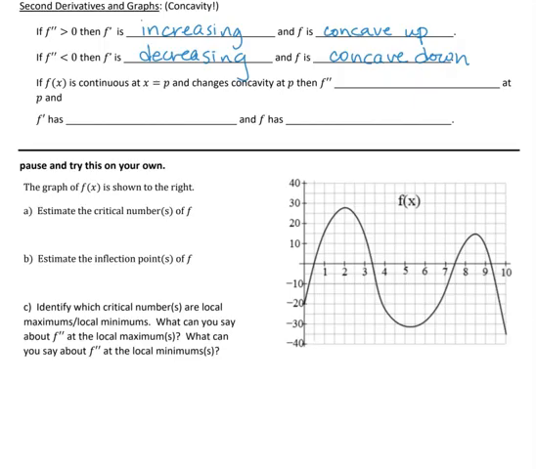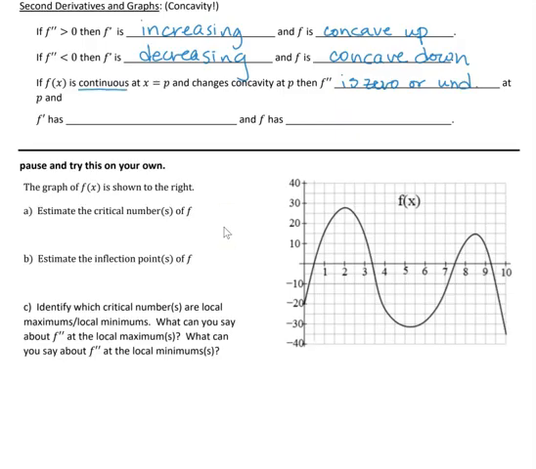We also know that if our function is continuous at some point x equals p and changes concavity at p, then f double prime either has to be 0 or undefined. It's kind of like critical values, but we're going from f to f double prime instead of f to f prime. So then f double prime is 0 or undefined.